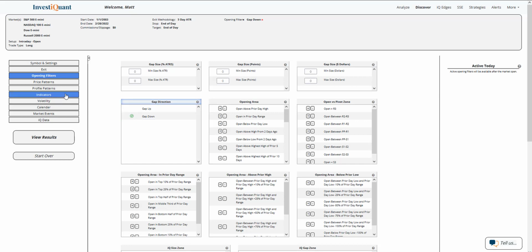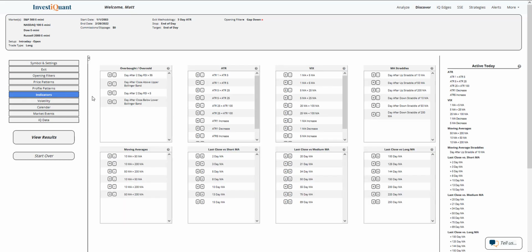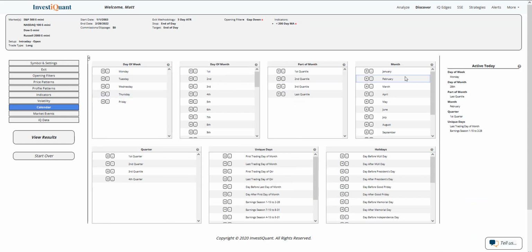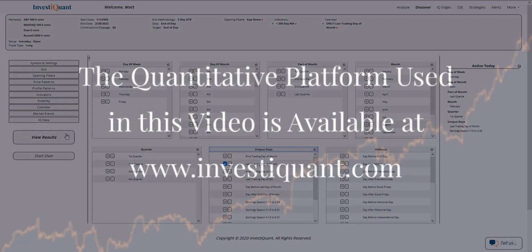The next thing I'm going to do is go to the indicators library, and I'm going to say that we closed below a 200-day simple moving average. I normally add a 10 as well, but I want to keep as many samples as possible, and because we're going to be using a specific day that only happens once a month, that's going to cut out a lot of samples. So I'm going to skip that this time and just use the 200. Then I'm going to go to the calendar, and I'm going to say that today is the last trading day of the month. So I've selected that. Now I can click View Results.